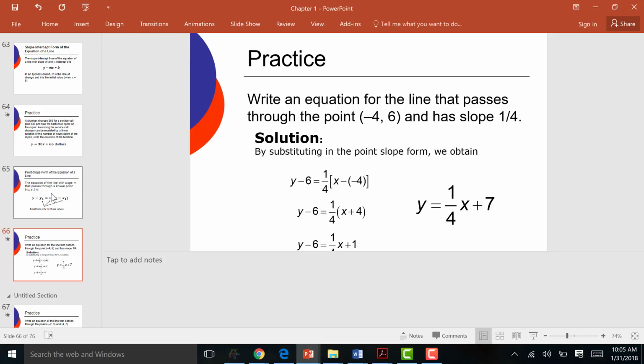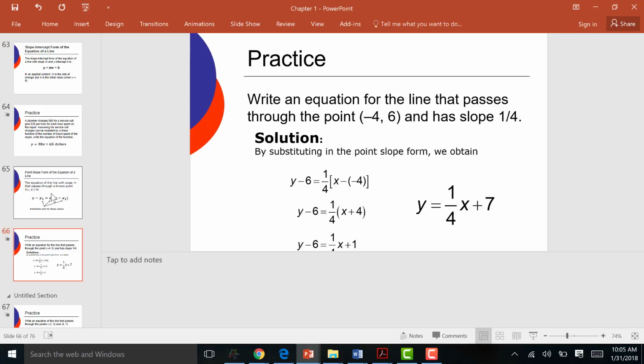And now, the goal is to get y by itself. What should I do to both sides in order to get rid of that minus 6? Add 6 to this side, and come over here and add 6 to that side. So now the minus 6 and plus 6 cancel. Do I have y by itself on the left? Yes, you do. So you got y equals 1/4 x plus 7. Is that in y equals mx plus b form?